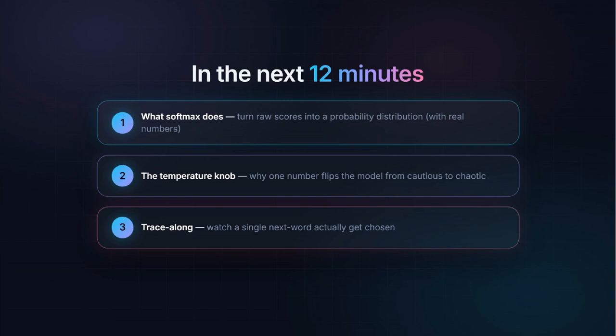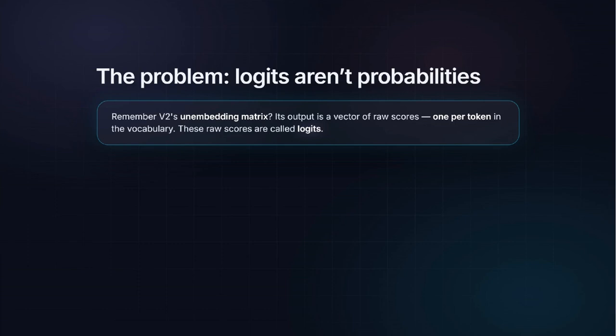Third, a trace-along. We'll watch a single next word actually get chosen, and stick around because there's a bonus. The other sampling slider almost nobody explains, top P. I'll unlock it right after the cheat sheet. By the end, you'll know exactly what both temperature and top P in any API really do.